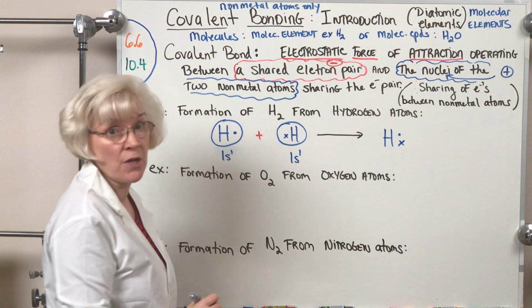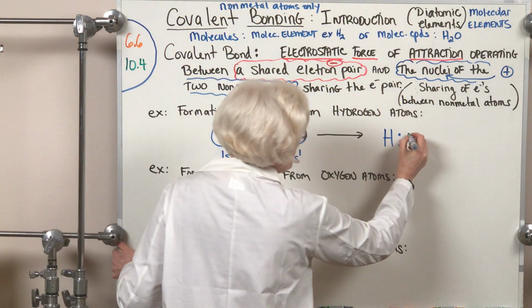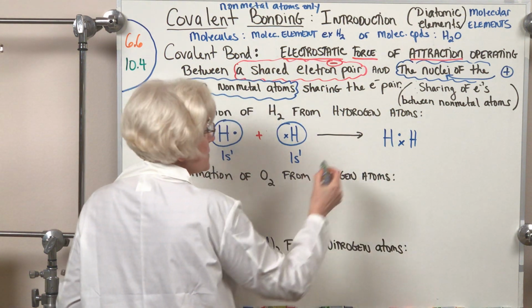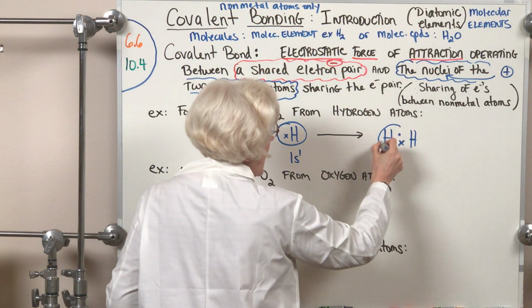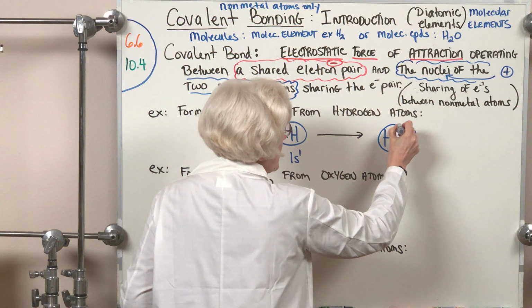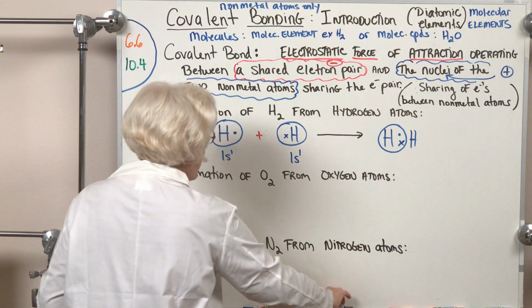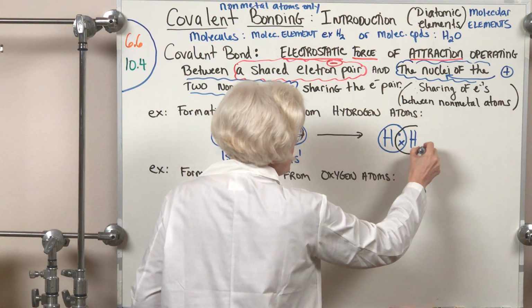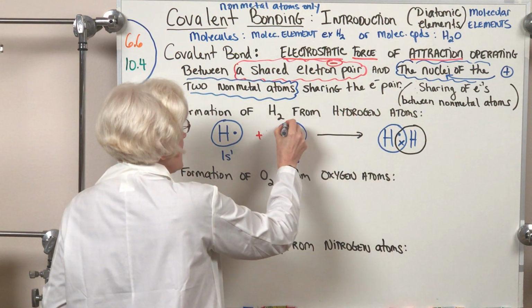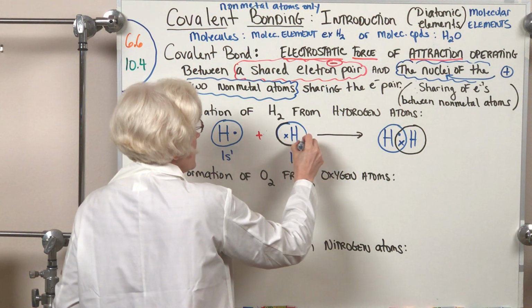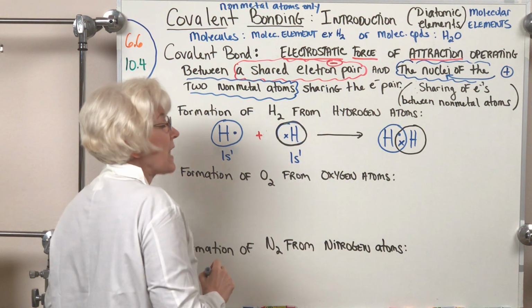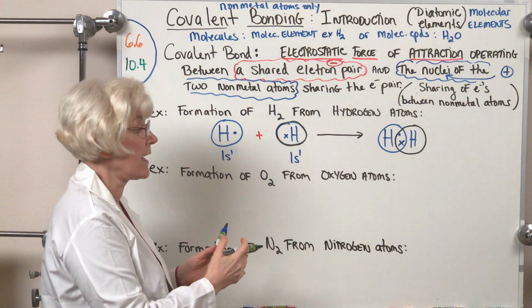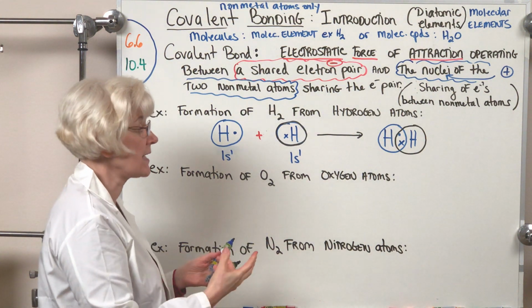So they come close enough together so that their 1s orbitals overlap and they share an electron pair between their two nuclei. And let's make this pop here a little more in black. They share an electron pair between their two nuclei.